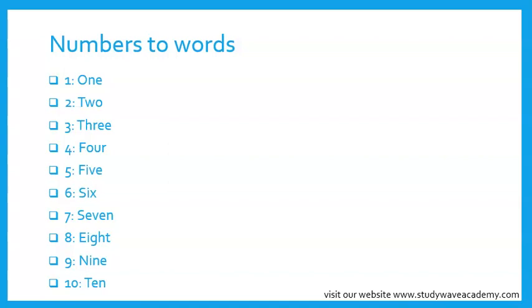Can you spell 6? S-I-X, 6. Can you spell 7? S-E-V-E-N, 7. Correct. Can you spell 8? E-I-G-H-T, 8. Can you spell 9? N-I-N-E, 9. And can you spell 10? T-E-N, 10. Give yourself a round of applause. That is good.